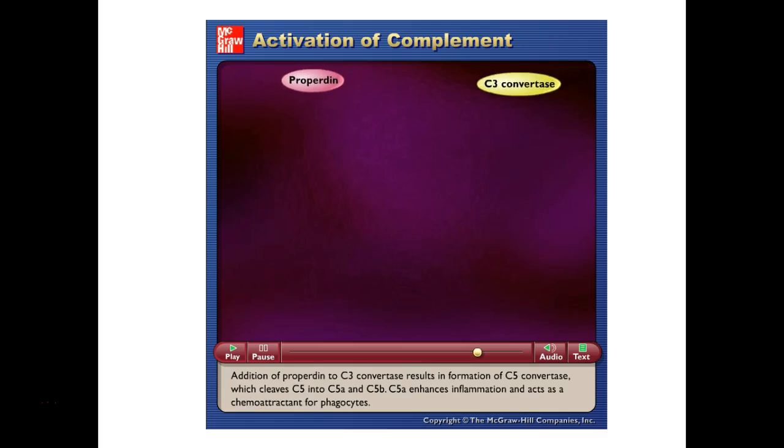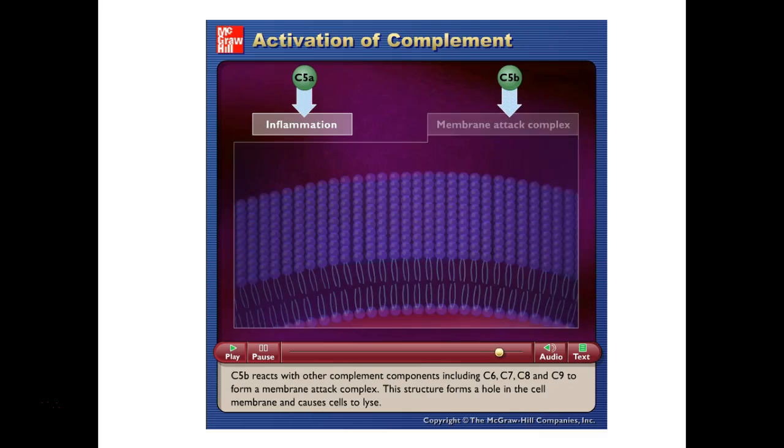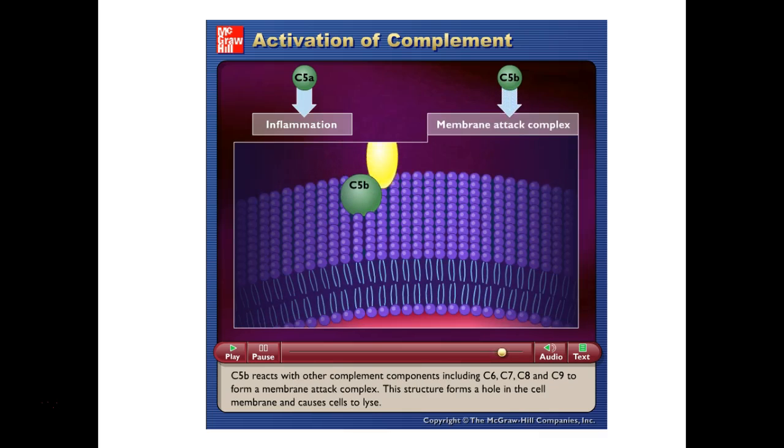Addition of properidin to C3 convertase results in formation of C5 convertase, which cleaves C5 into C5a and C5b. C5a enhances inflammation and acts as a chemoattractant for phagocytes. C5b reacts with other complement components, including C6, C7, C8, and C9, to form a membrane attack complex. This structure forms a hole in the cell membrane and causes cells to lyse.